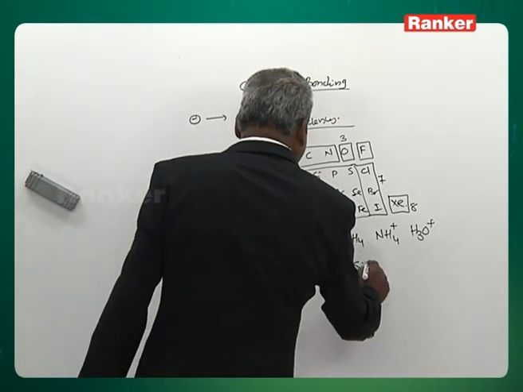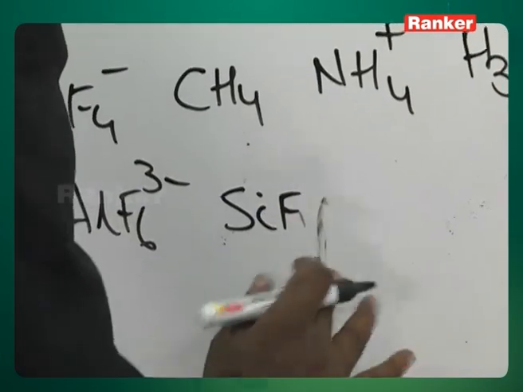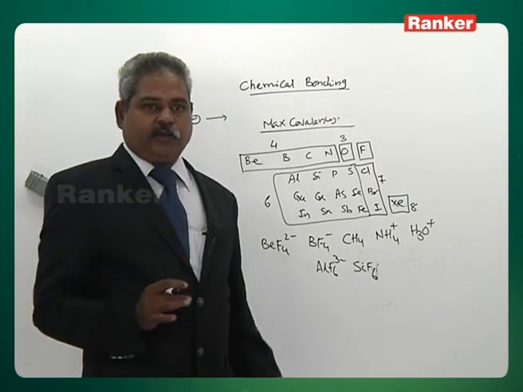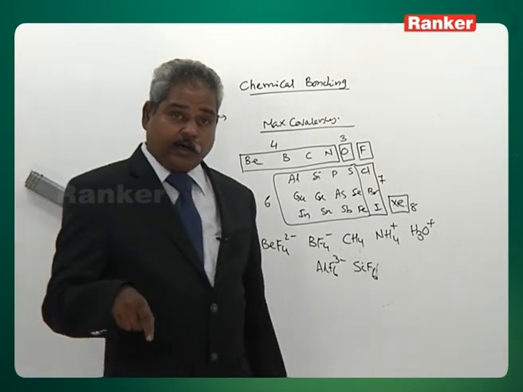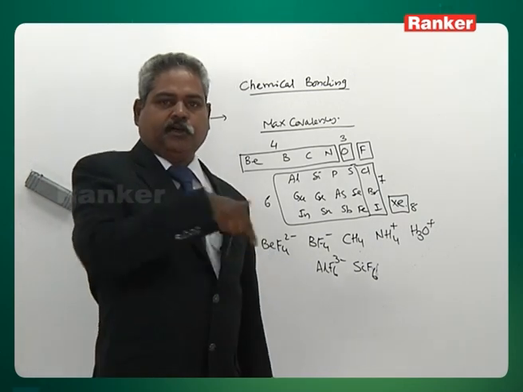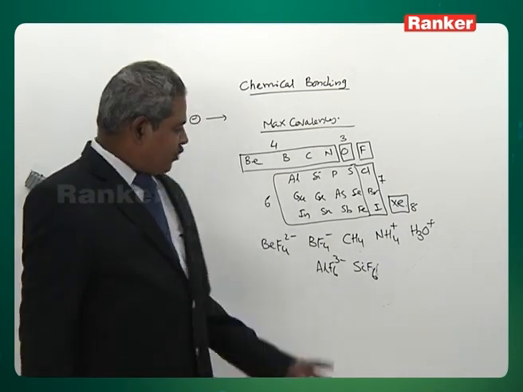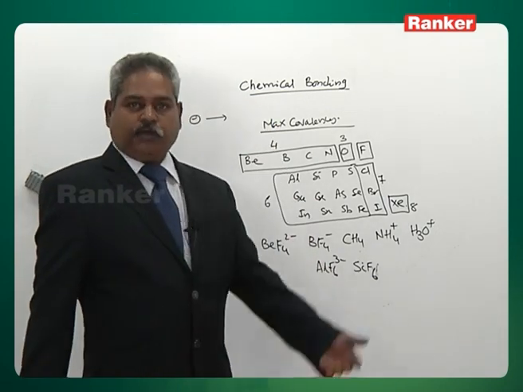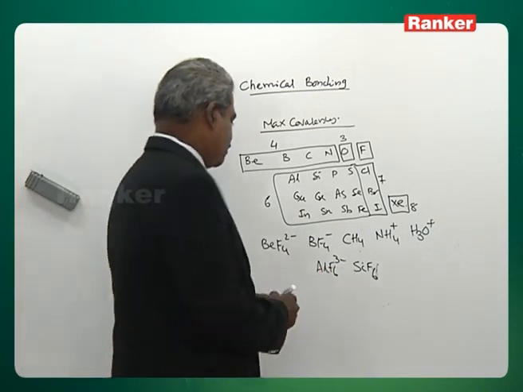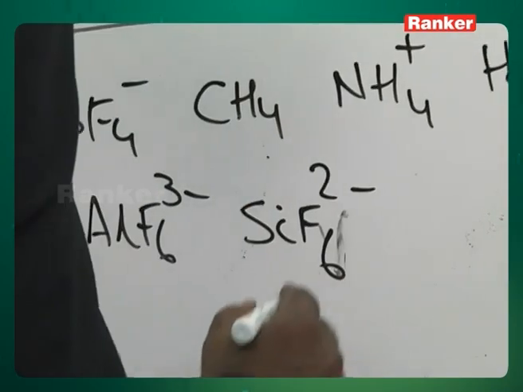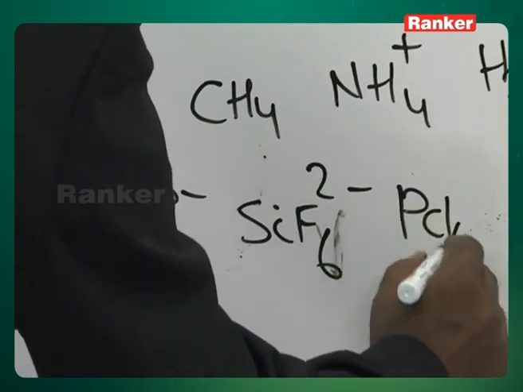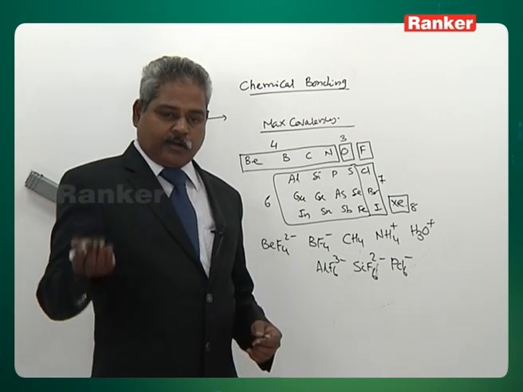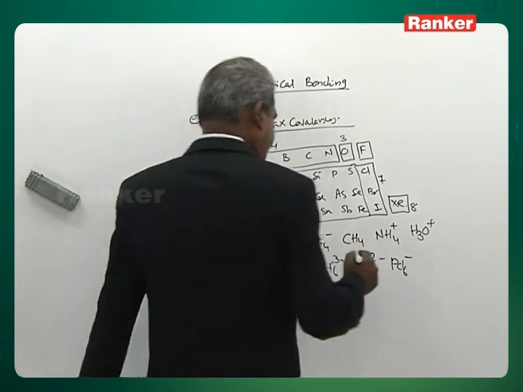Silicon, SiF6. How can a fourth group element form 6 bonds? Fourth group element means which has 4 electrons. You have to understand my question. How can a fourth group element form 6 bonds? Means I am indirectly asking you, how can a fellow who has got only 4 electrons form 6 bonds? He accepts 2 pairs, 2 minus. So SiF6 2 minus. PCl6 minus. Fifth group forming 6 bonds means 1 pair has been accepted from others.